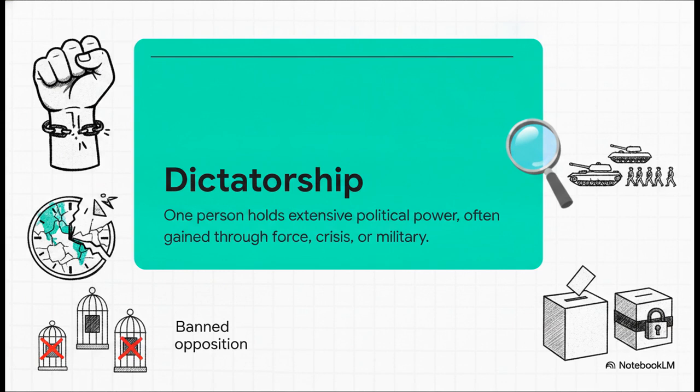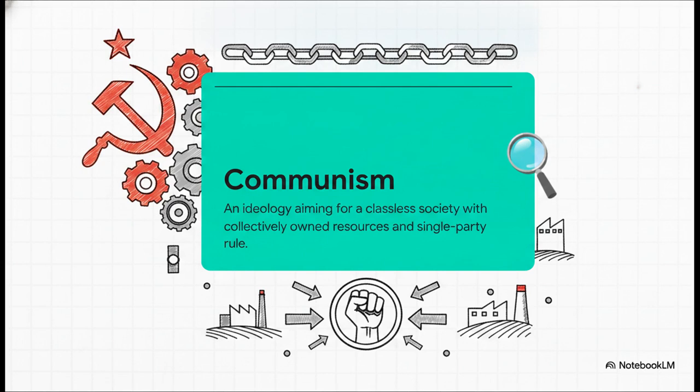Now, a specific extreme form of authoritarianism is a dictatorship. This is a government where one single person holds extensive political power. Unlike a monarchy where power is inherited, dictators often gain control through force, maybe during times of intense political crisis or with heavy military backing. In a dictatorship, opposition parties may be entirely banned, and if elections do occur, they are generally not competitive at all.